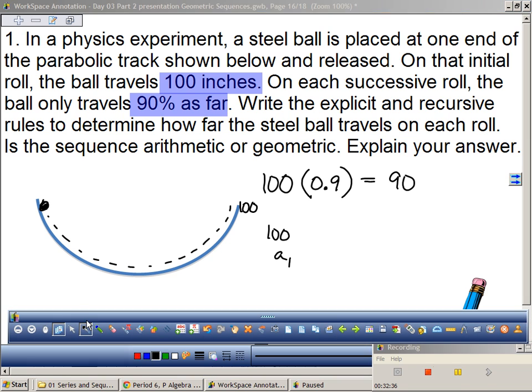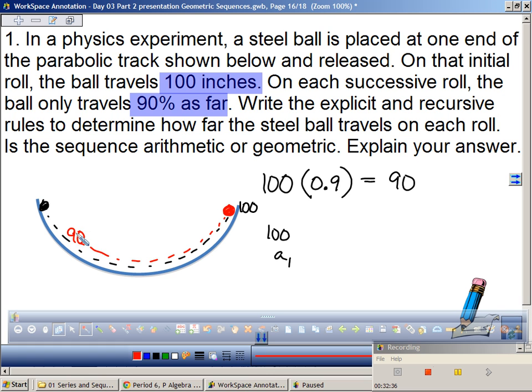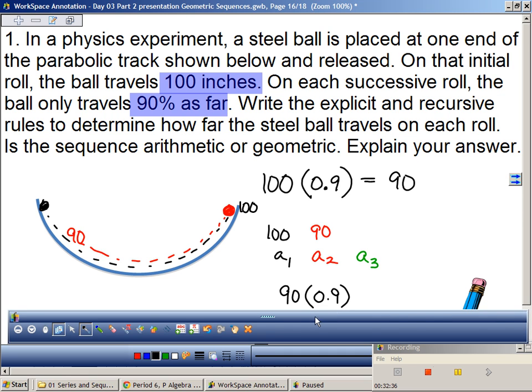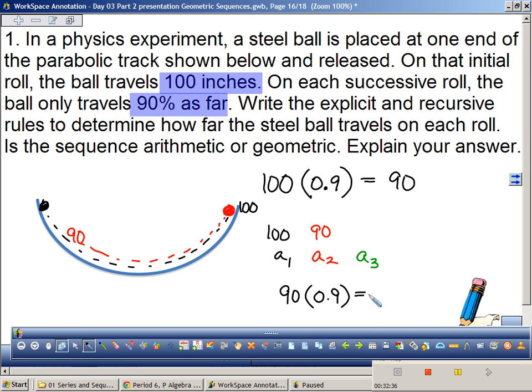And then it rolls back, but as it rolls back, it only rolls to 90. Okay? So my second term is 90. How do I find my third term? You guys are so smart. I'm going to multiply 90 times 0.9. Why not 100 times 0.9? It's not at 100 anymore, right? It's at 90. So somebody put in a calculator, how much is 90 times 0.9?